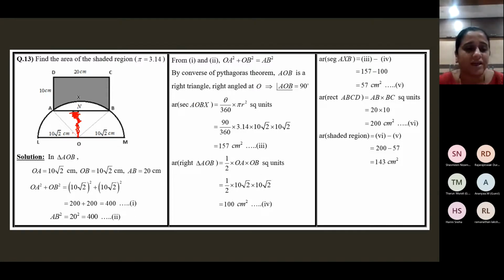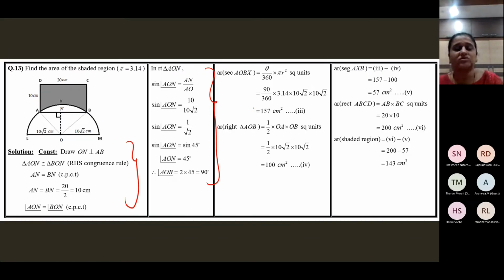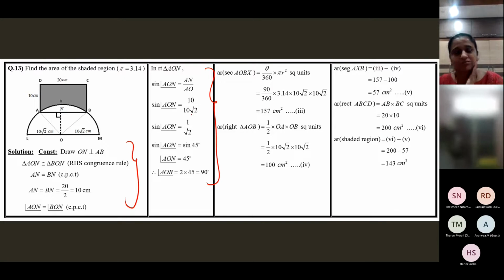How to find the sector angle? Here I've used the converse of Pythagoras' theorem, which may not always be helpful. Only if the sector angle is 90 can you use this. So this one is not always helpful. You should know this method. We have not done it like this. I explained this. Maybe you can work the sum for the sake of this part.